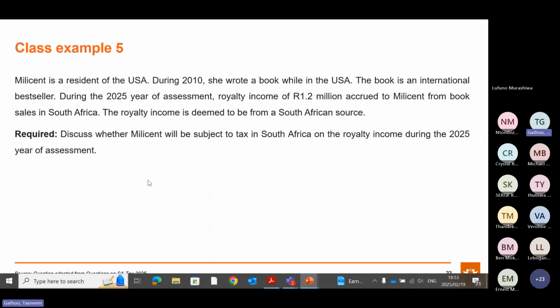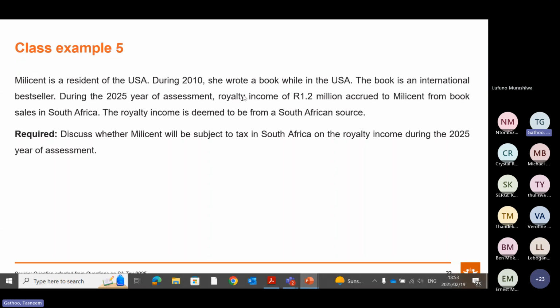Class example 5 says Millicent is a resident of the USA. So if this person is a resident of the USA, it means that they are not tax resident of South Africa. So here we know we're dealing with a non-resident. What is being required? We are being asked to discuss whether Millicent will be subject to tax in South Africa on the royalty income during the 2025 year of assessment. So we know non-residents are only liable or subject to tax on South African sourced income. Anything that's not South African sourced, there's no taxing right here in South Africa.